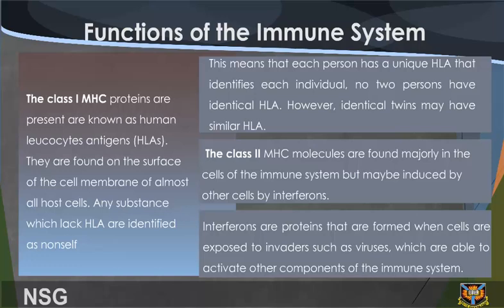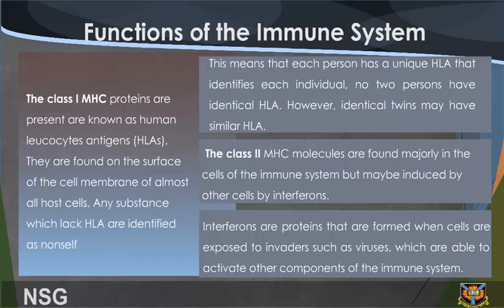They are found on the surface of the cell membrane of almost all host cells. Any substance which lacks HLA is identified as non-self. This means that each person has a unique HLA that identifies each individual. No 2 persons have identical HLA. However, identical twins may have similar HLA.